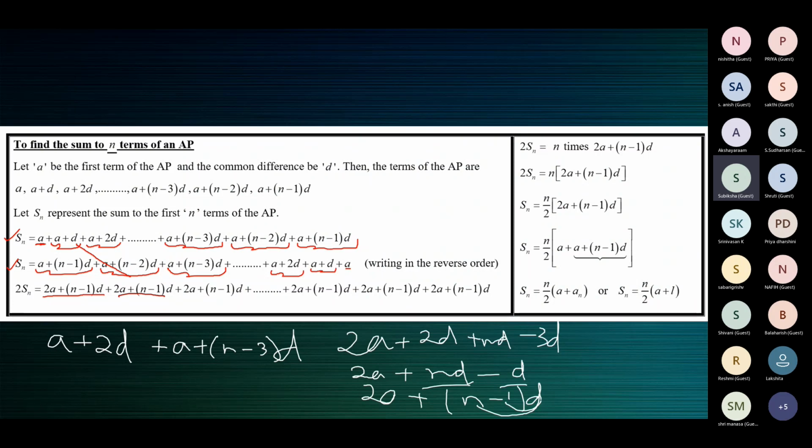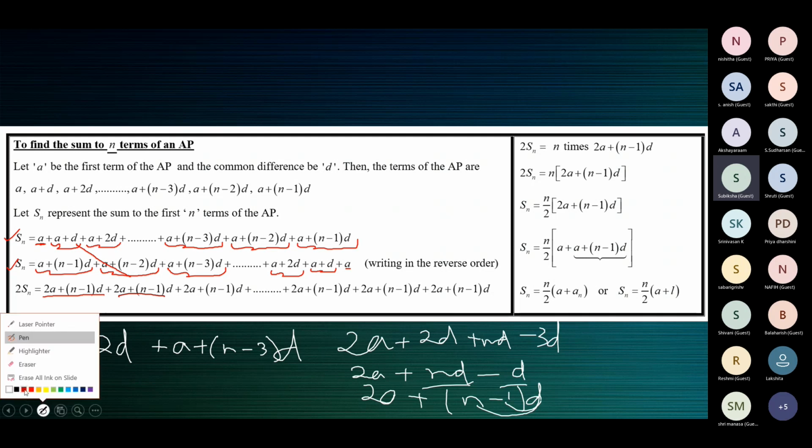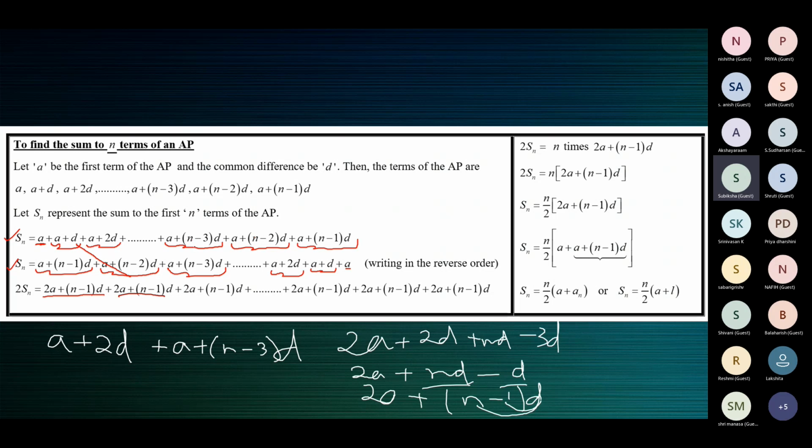So please help yourself further. Wherever you try to find the sum in the others, like when you add this term and this term, add it in the same way, you will get 2A plus n minus 1 into D. This plus this, 2A plus n minus 1 into D. And this one and this one, you will get 2A plus n minus 1 into D. So you will see that the sum is 2A plus n minus 1 into D everywhere.